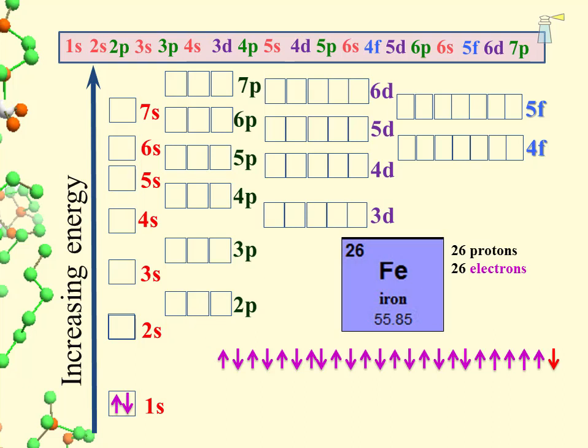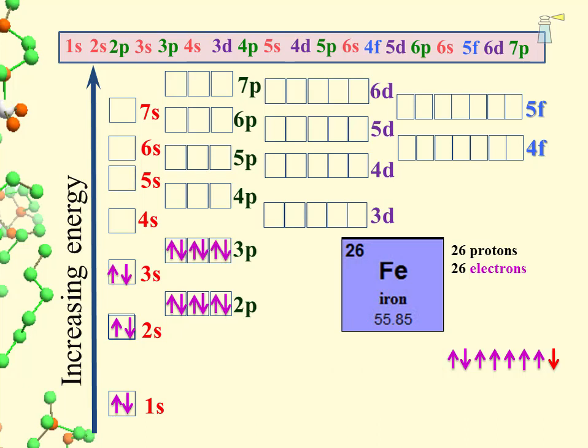The first 2 go in the 1s, then 2 in the 2s, 6 in the 2p, 2 more in the 3s, 6 in the 3p, 2 more in the 4s, leaving us with 6 more electrons to go into the 3d orbitals. D orbitals are filled in the same manner as the p orbitals. We use the same principle of filling all equal energy orbitals before pairing. So we add 1 electron to each of the 5 d orbitals. 1, 2, 3, 4, and 5. Leaving a last electron to pair with the first of the 3d orbitals.